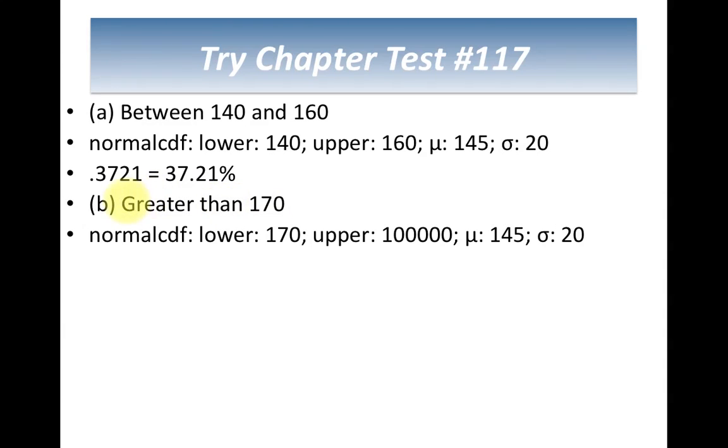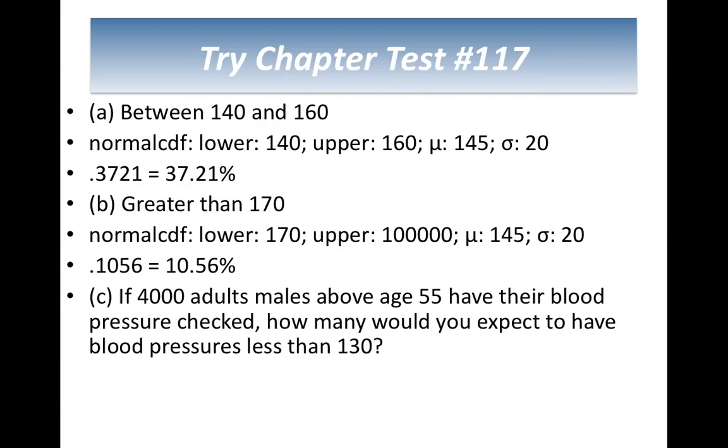That will give us a proportion of area that's greater than 170, or to the right of 170, and that comes out to be 10.56%. So the probability that an adult male chosen at random has blood pressure greater than 170 is 10.56%.